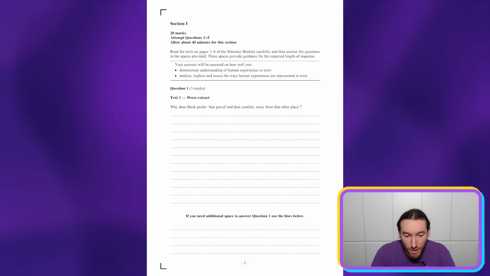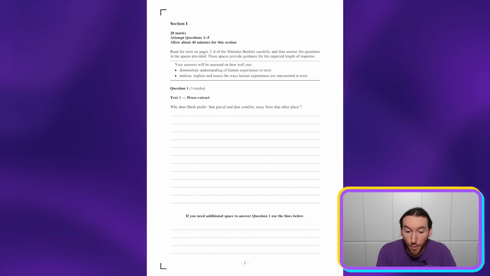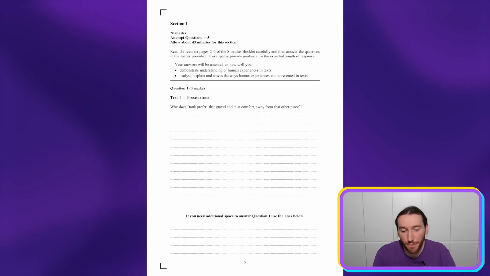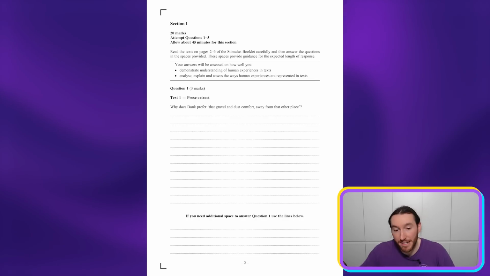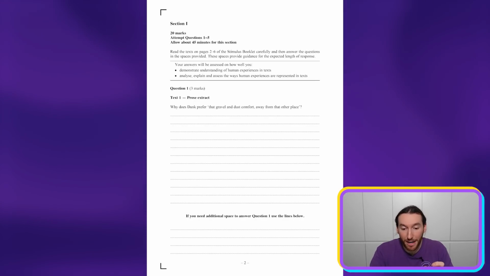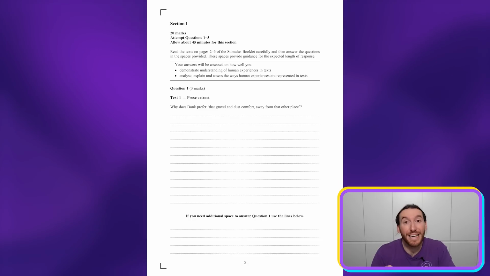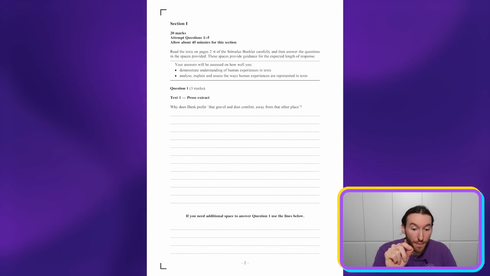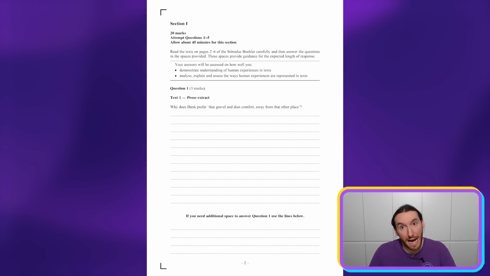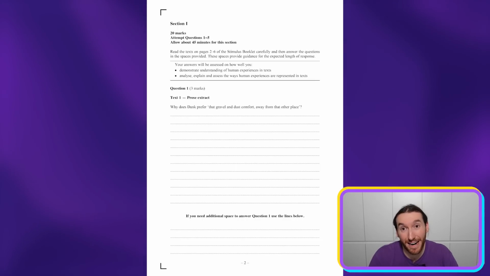Now, the key word in this question, why does Denk prefer that gravel and dust comfort away from that other place? Well, the key word here is there's a preference, prefer. Why does Denk prefer the gravel and dust comfort, that environment, away from that other place? So I can see here, this is about a conflict or a tension between two places. So there's two types of places. Why is there a preference for the place that has gravel and dust over the other place? I need to figure out what that other place is, and then I need to come up with a solid reason with 2 sentences of analysis to back it up.